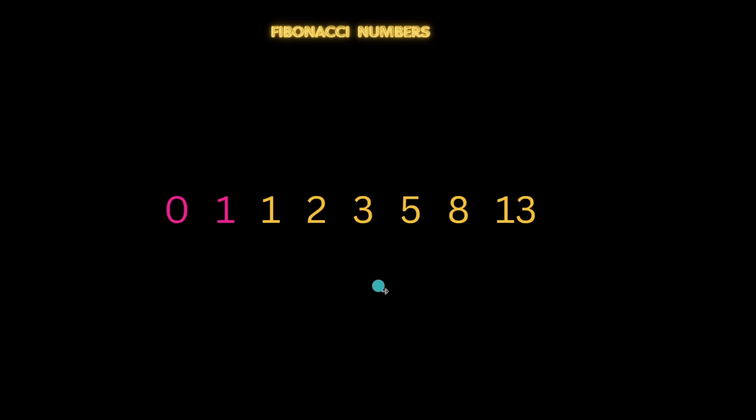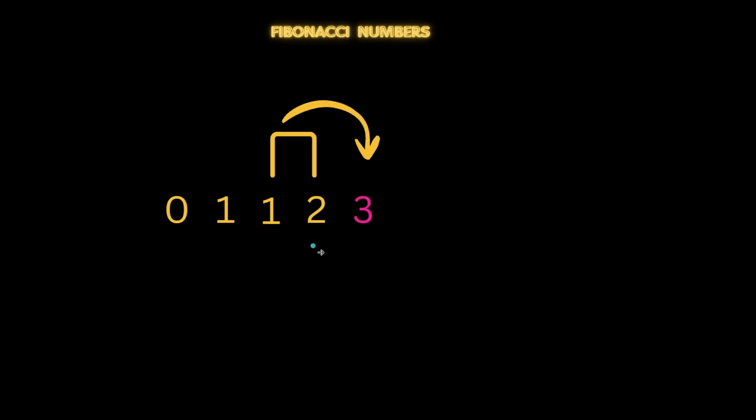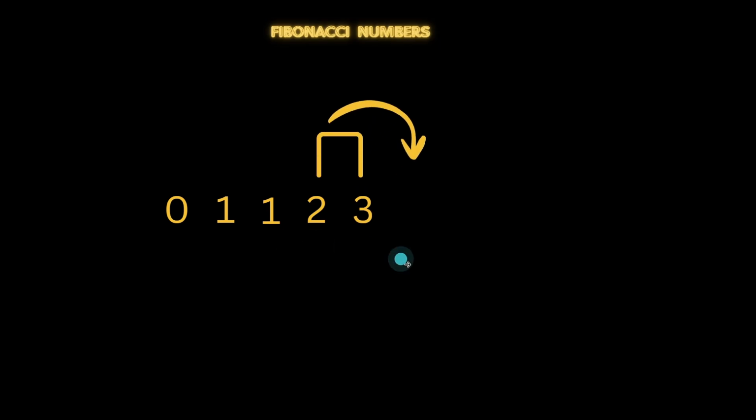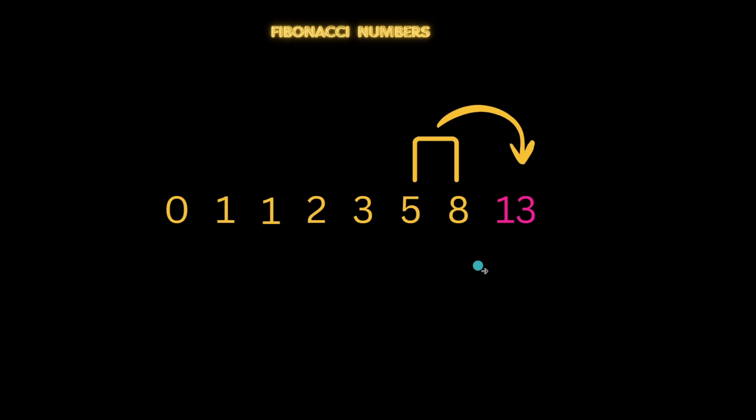two previous numbers. Here we have 0 and 1 as the two starting numbers, and if you want the next number, we have to add the previous two numbers. Here 0 and 1, the sum is 1, and for the next number, the same process: 1 plus 1 is 2, and next 1 plus 2 is 3, and next 2 plus 3 is 5, and 3 plus 5 is 8, and 5 plus 8 is 13. Like that we generate the Fibonacci numbers.